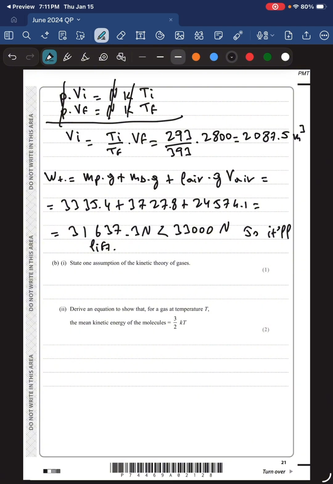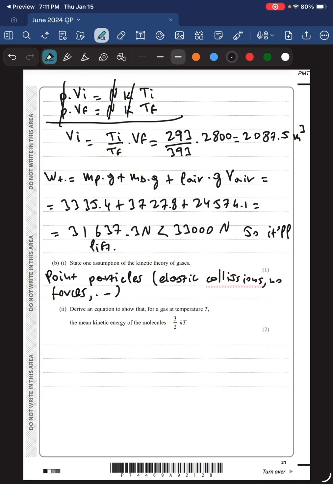Right. State one assumption of the kinetic theory of gases. Point particles, okay? Point particles. And then there is also elastic collisions. No forces between the molecules, etc. Okay. They ask for one, so I gave you three. What else is there? I don't remember.